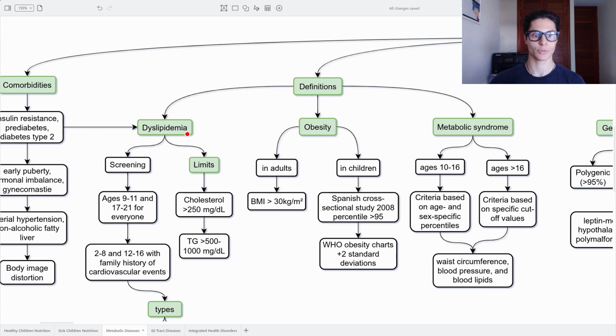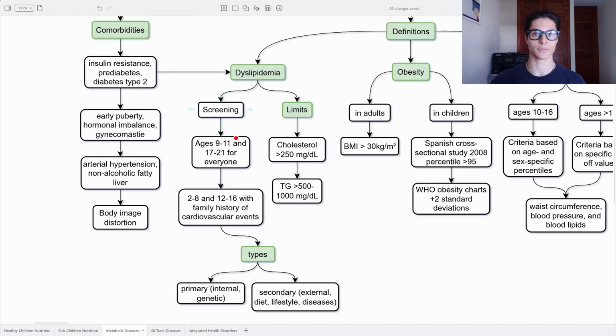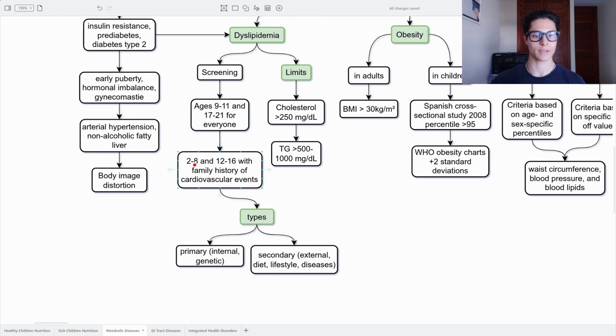Some definitions. So we mentioned dyslipidemia. This is the alterations of the blood lipids. And the limits are for the cholesterol over 250 milligrams per deciliter, and for the triglycerides starting from 500 up to 1000 milligrams per deciliter. Screening. We have to do the screening for dyslipidemia in all children between 9 and 11 and from 17 to 21. And in the other ranges, from 2 to 8 and from 12 to 16, only when there is a family history of dyslipidemia and cardiovascular events.